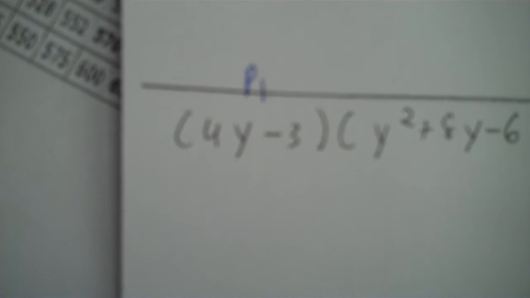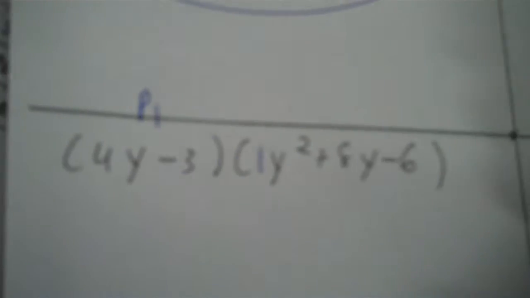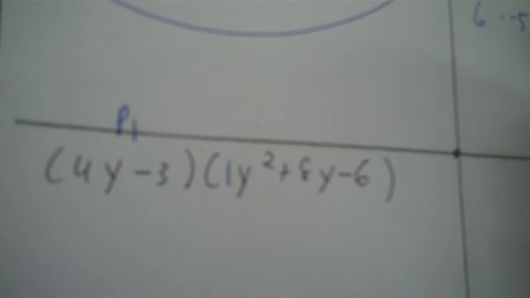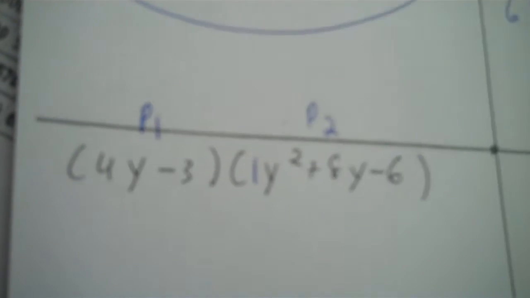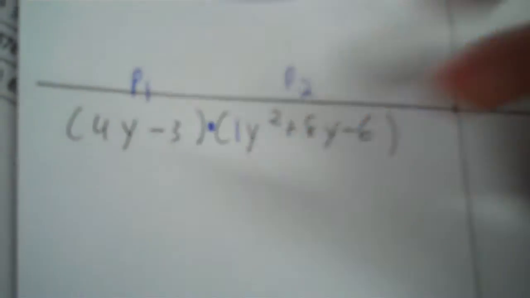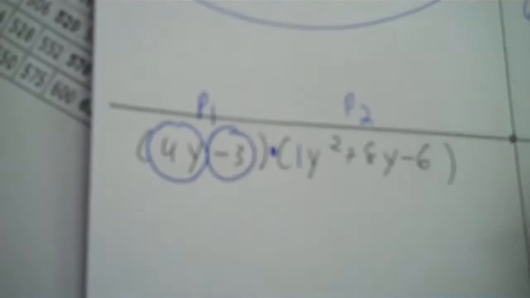Okay, next one. P1 has y with a multiplier of 4 and then a -3. And then we have y to the second, which would have a multiplier 1, y with a multiplier +8, and the constant -6. This is P2. Now there's nothing in between the parentheses, so that means I put a dot, so I don't go to my slots. I got some work to do here. So circle your terms. You circle 4 with its y, and then the -3 constant. Both of those have to be distributed.